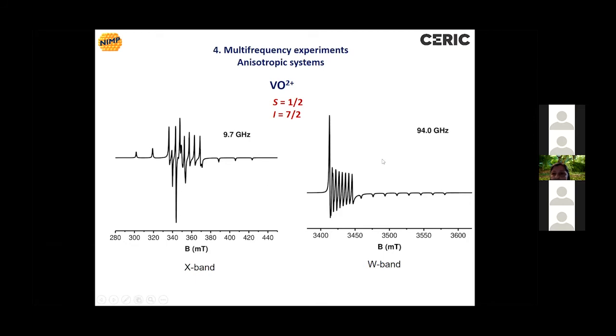And if we go to the W band spectrum, you see a very nicely separated spectrum. So you have the 8 lines of the parallel component and the 8 lines of the perpendicular component.